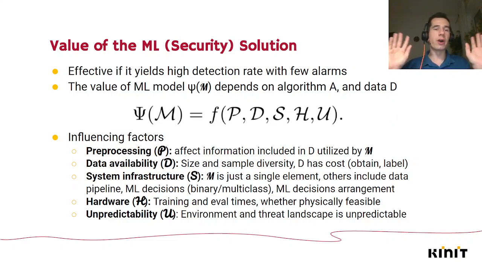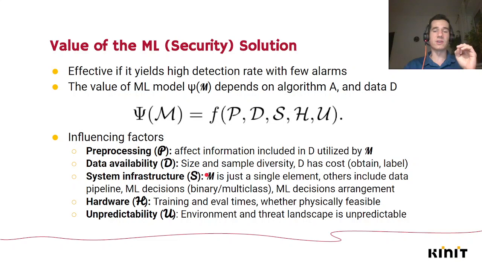From the very start, let's discuss this nicely theoretical slide, which gives us the value of a machine learning security solution. The value of the machine learning security solution is based on efficiency or effectiveness. We want it to yield a high detection rate with very few false alarms. In a theoretical manner, this value is influenced by many factors like data preprocessing, data availability, and of course the size and sample, because the data have their cost.